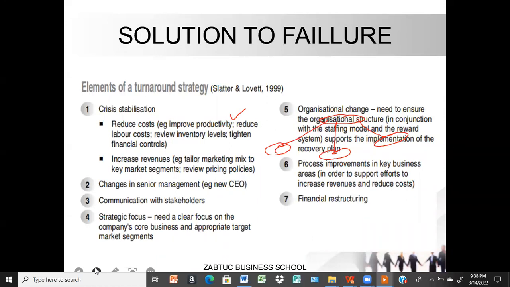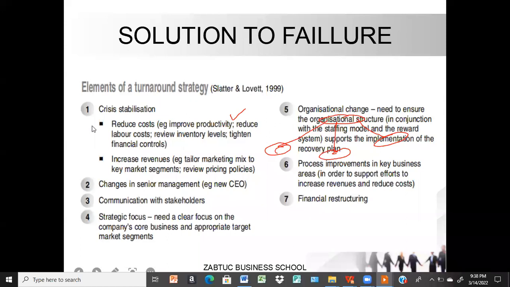Now, this is probably an item that we are looking for. This has been examined on our paper several times. A turnaround. Elements of a turnaround strategy. Now, this has come a number of times. So if there is a potential failure, what can you do? Put in place measures. Number one, the first thing is crisis stabilization.